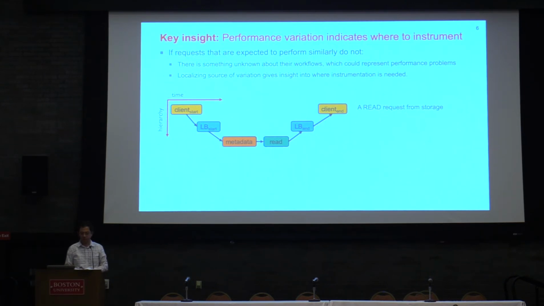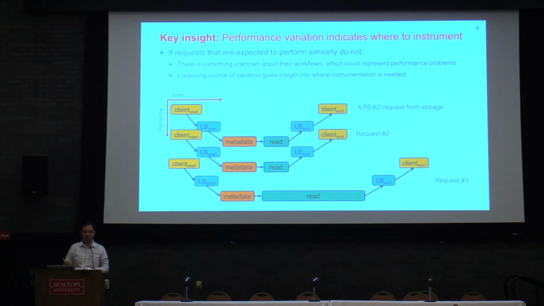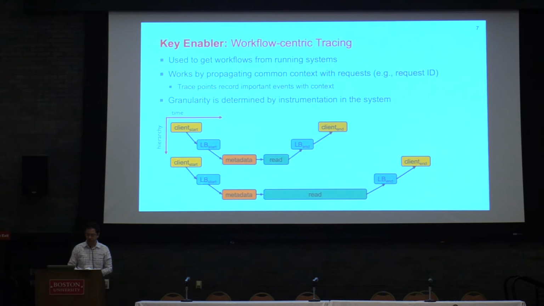Now, if you have a lot of read requests in a system, and they are expected to perform similarly, and if we trace a bunch of these read requests and compare their traces, if one of them, for example, takes a lot longer than the other ones, then this performance variation would be a good indicator of where we need more instrumentation. So here you can see the read component is taking a variable amount of time between requests, and we can add more instrumentation to the read component automatically without relying on the manual analysis of developers.